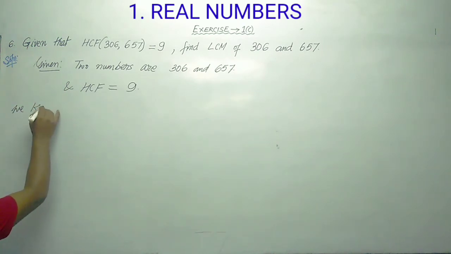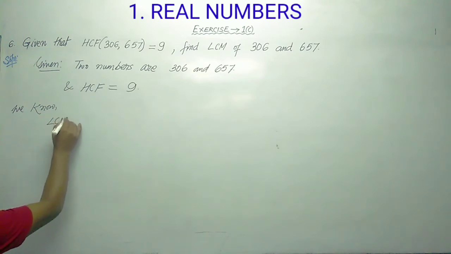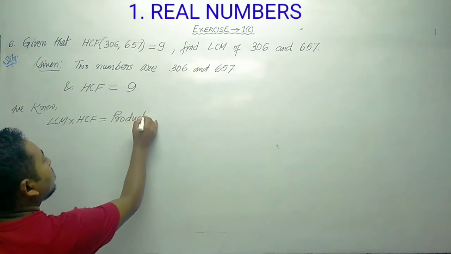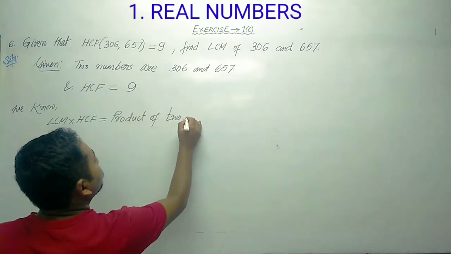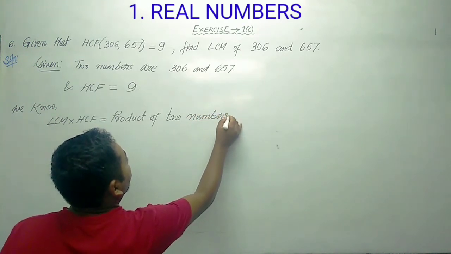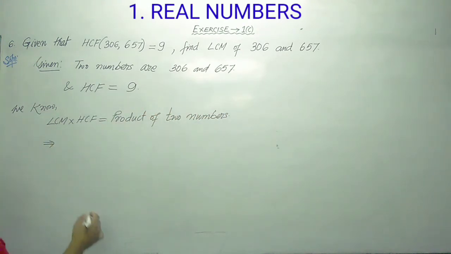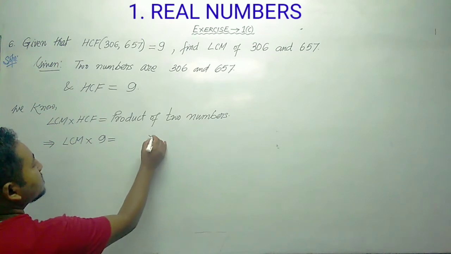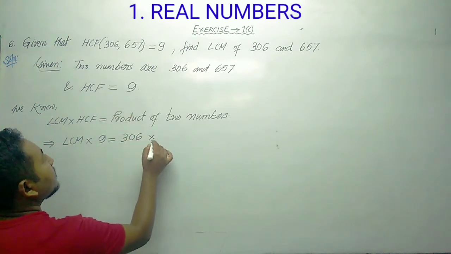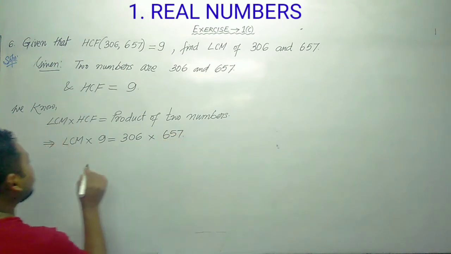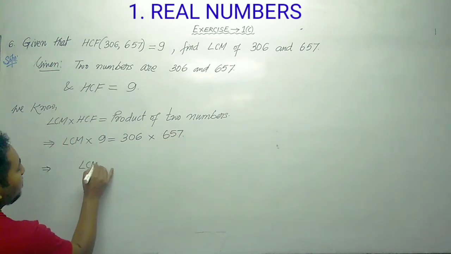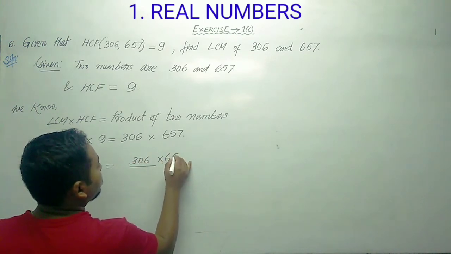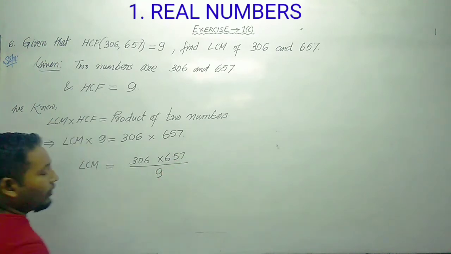We know that formula, LCM into HCF equals product of two numbers. Now LCM we don't know, we have to find LCM. HCF is 9. Product means multiply. The two numbers are 306 and 657. LCM equals 306 into 657 by 9. Now let us cancel them.